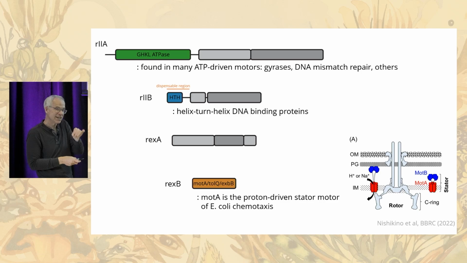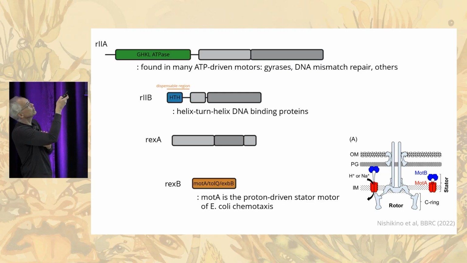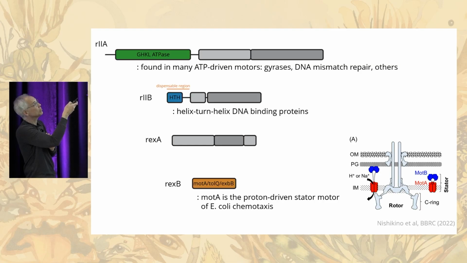And there's many DUFs that have been collated, but 3 of these domains actually do give me a little bit of information. There's a very clear ATPase motor sort of domain in R2A that I'd like to be able to fit with some sort of mechanism. Weirdly, this dispensable region keeps coming back.